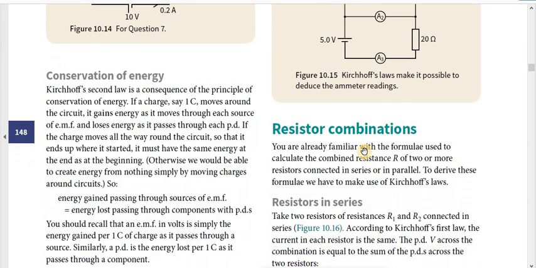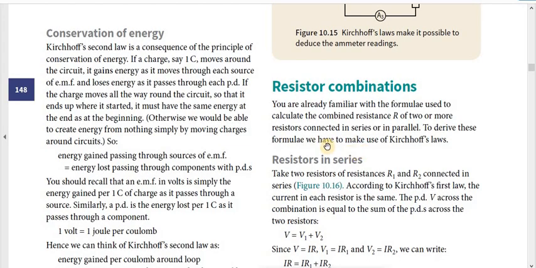And I told you Kirchhoff's second law is the law of conservation of energy, because the cells or power supplies or batteries provide energy to the electrons, and the other components which have resistance like resistors, lamps, they use the energy, they convert the energy into another form such as thermal energy. So the energy supplied by the batteries to the electrons or charge carriers should be equal to the energy lost by the charge carriers when they pass through components that have resistance.